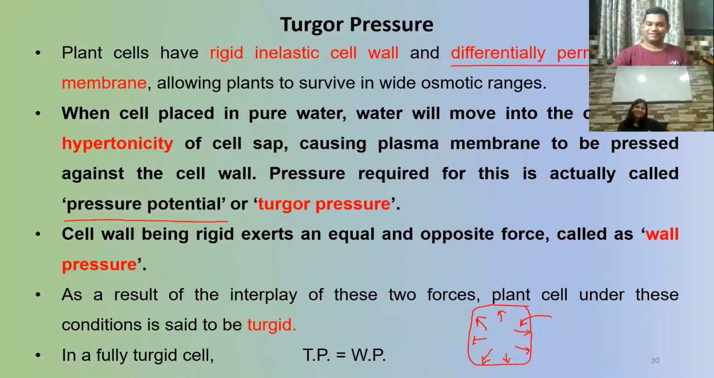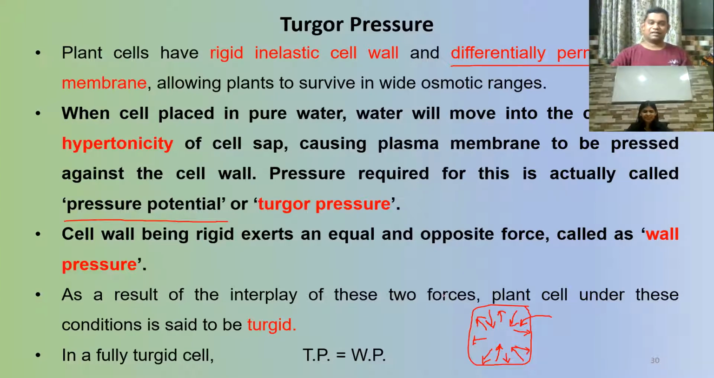Now, according to Newton's third law of motion, to every action there is an equal and opposite reaction. Yes, correct. So when the cell contents are exerting a pressure on the wall of the cell, there is an equal and opposite pressure from the wall onto the cell contents also. Almost magnitude wise equal and opposite force.